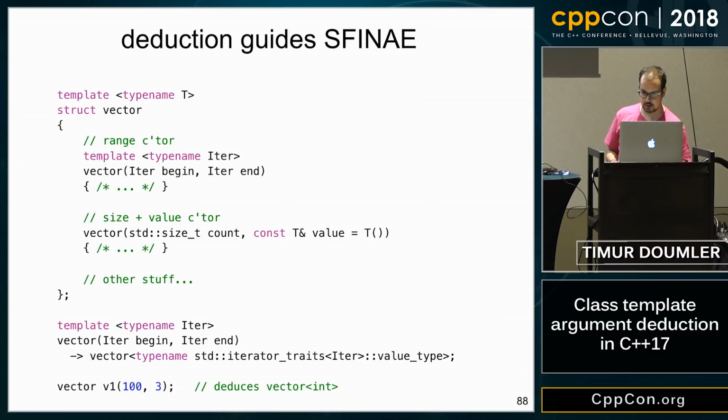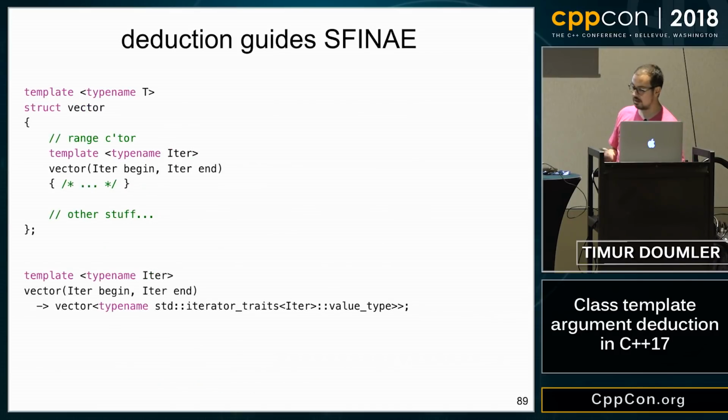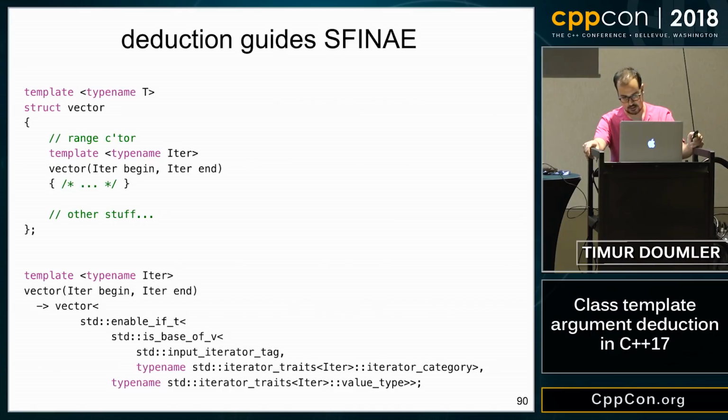Okay, so deduction guides work really well with SFINAE, and you can actually use that. This is a technique, right? Let's say you have a deduction guide like this one, where if it's an iterator, you want to use the value type of the iterator for the template argument. Actually, vector does something like that. It only works with input iterators. You can't construct a vector from an output iterator. So what you can do is write it like this. It looks horrible, but it's actually okay.